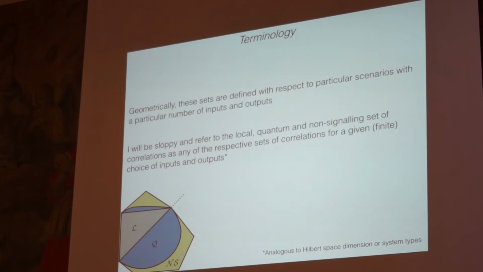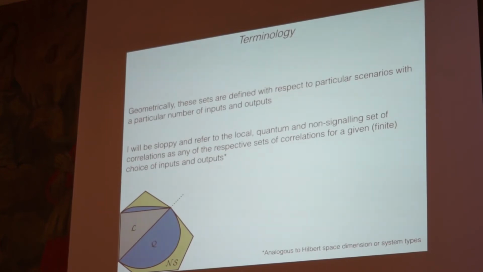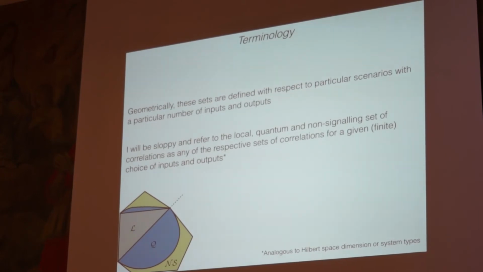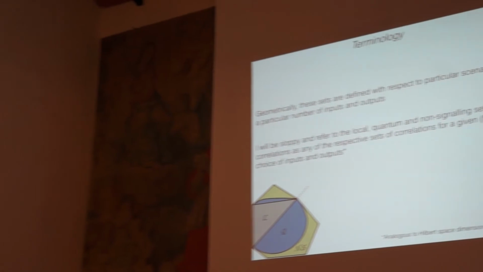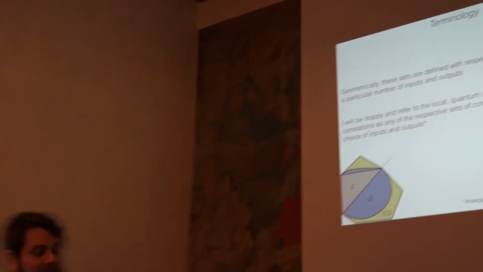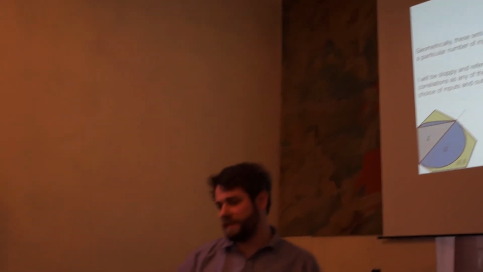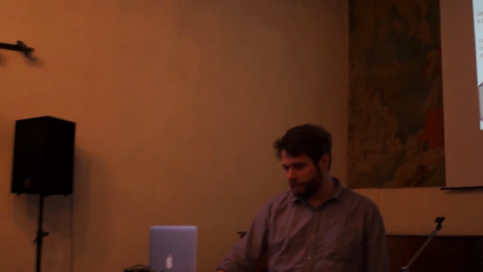Okay, just a word on terminology. I'm going to be a bit sloppy. So geometrically, these sets are defined with respect to particular scenarios, so particular numbers of inputs and outputs. And I'll be sloppy and just refer to the local, quantum, and non-signaling sets of correlations as just the respective sets for a given choice of inputs and outputs.